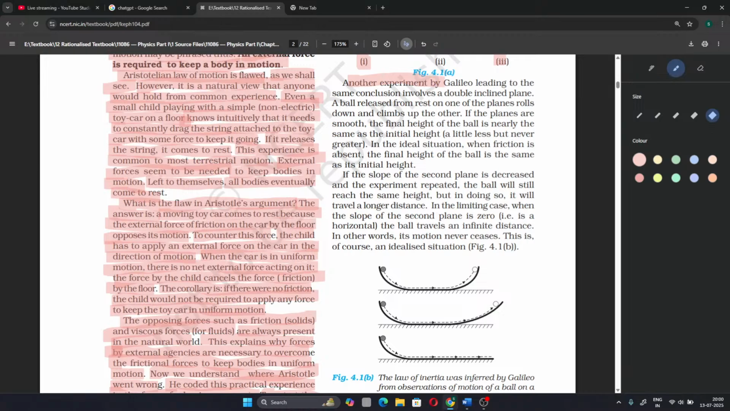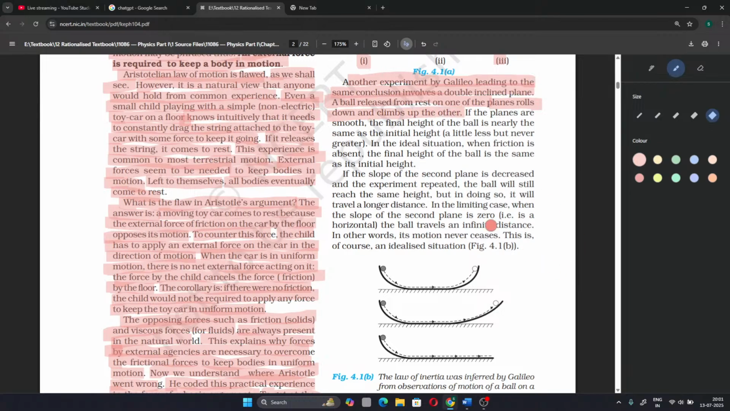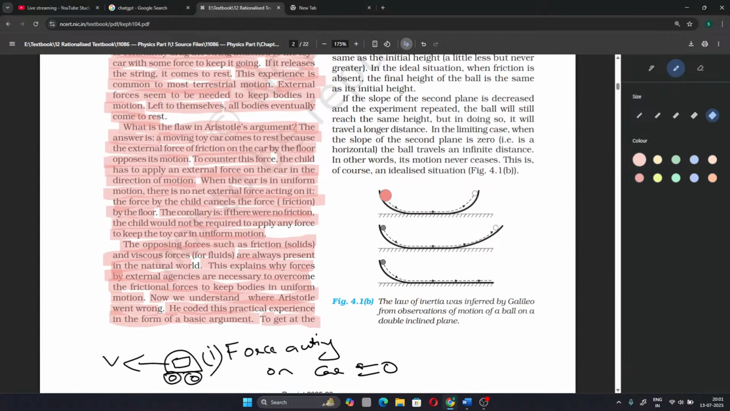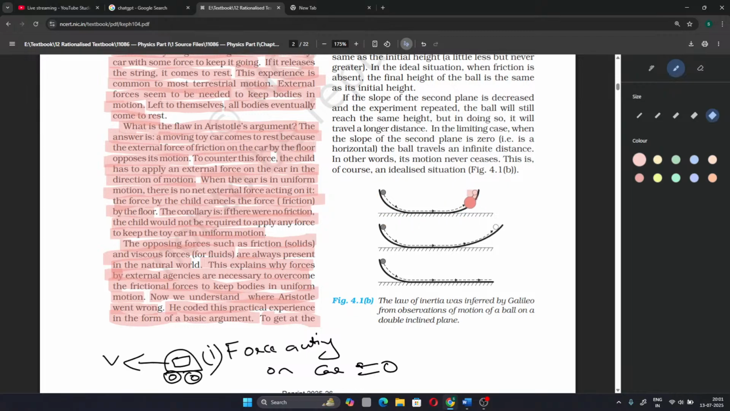Another experiment by Galileo leading to the same conclusion involves a double inclined plane. Okay, he did one more experiment where it was a double inclined plane. A ball is released from rest on one of the planes, where the object rolls down and climbs up the other, basically like this. This is the double inclined plane. Here, if we release the object, of course it will roll down, and it will climb up the other side again. It will be a motion like that.